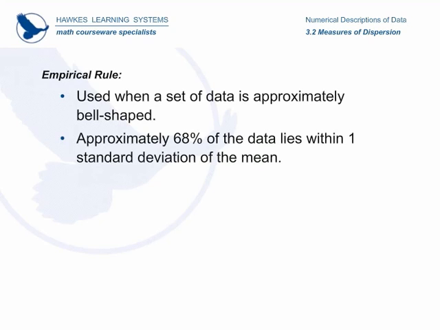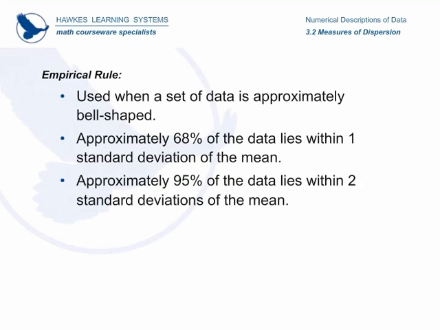So that would mean that 68% of the data in terms of dispersion lies within one standard deviation of the mean. We've learned how to calculate the mean. We've learned how to calculate the standard deviation. It also states that approximately 95% of the data lies within two standard deviations of the mean. So we see that more and more of the overall data values lie within 2 standard deviations of the mean, or 95% of the data.